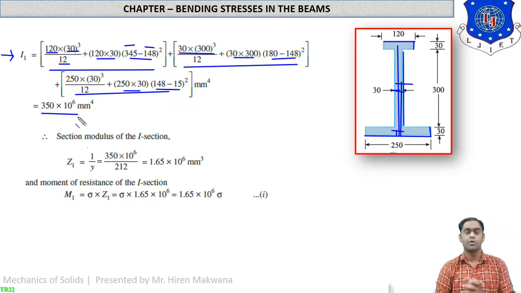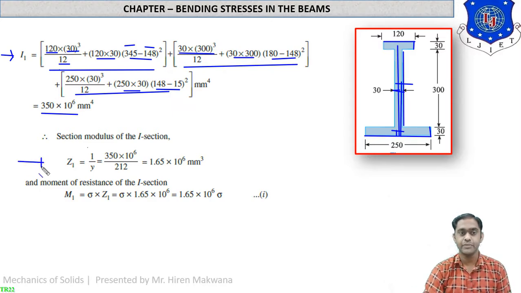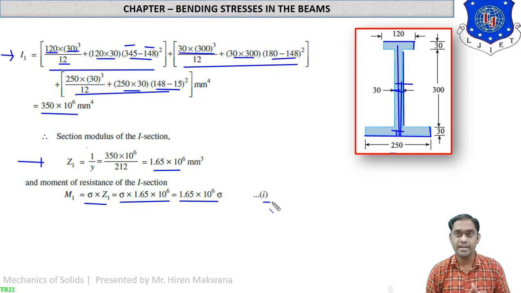Now what is section modulus? Section modulus Z1 is equal to I by Y. So I is 350 into 10 raised to 6, and what is Y? Y is the distance of the top fiber from the given CG, as we are taking the highest distance. So Z1 equal to 1.65 into 10 raised to 6 mm cube. Now what is moment of resistance? It is sigma into Z1. So sigma is not available to us. Z is 1.65 into 10 raised to 6, which is our answer, equation number 1. So here it is the moment of resistance for this unsymmetrical section.